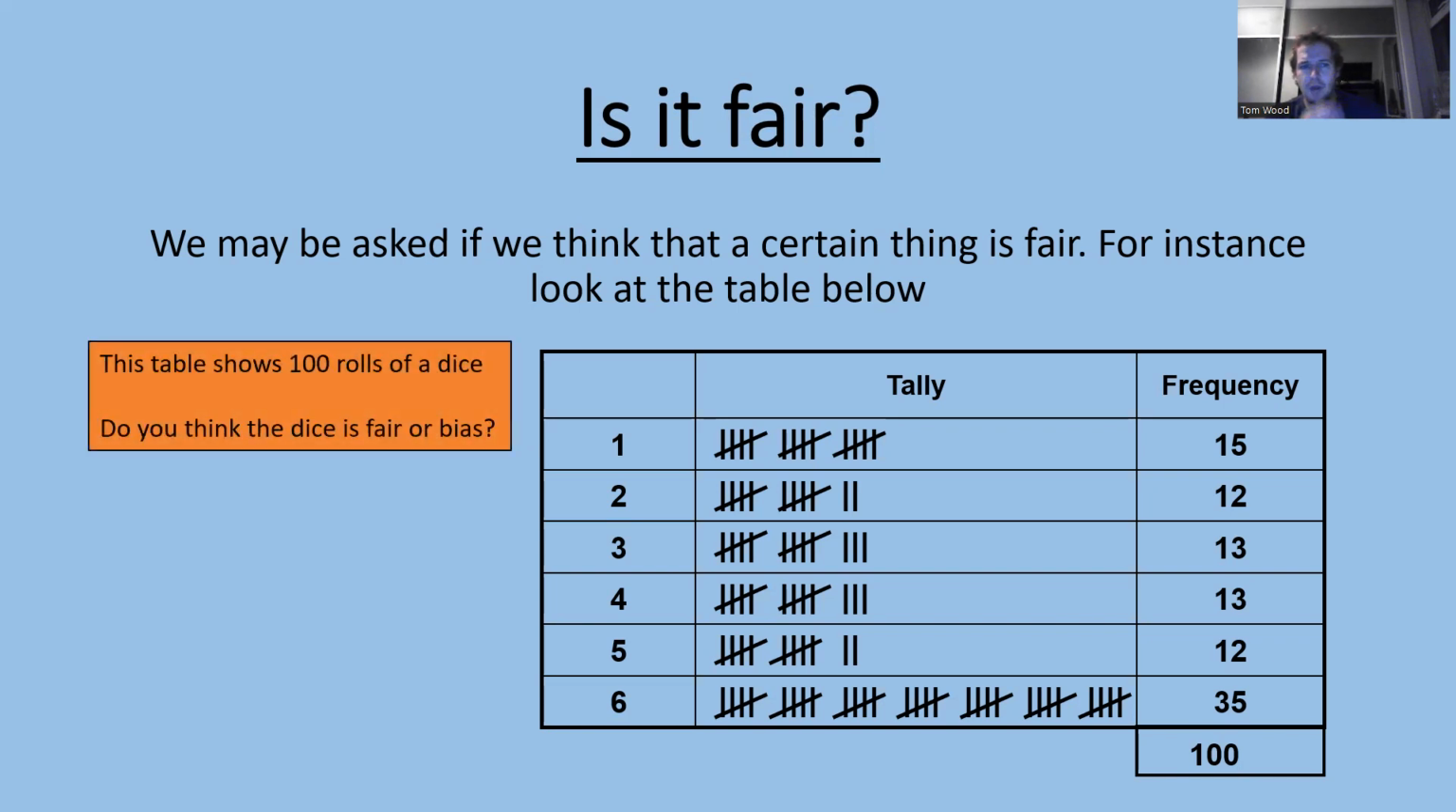If we look at the table below, what this table shows us is a normal 6-sided dice that's been rolled 100 times. This is a tallying frequency diagram that shows us the total outcomes. What I want you to submit is an answer: do you think this dice is fair, or do you think it is unfair? Can you also put a comment as to why? This would potentially be a 2-mark question.